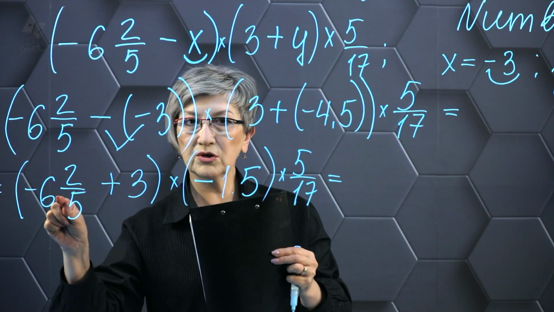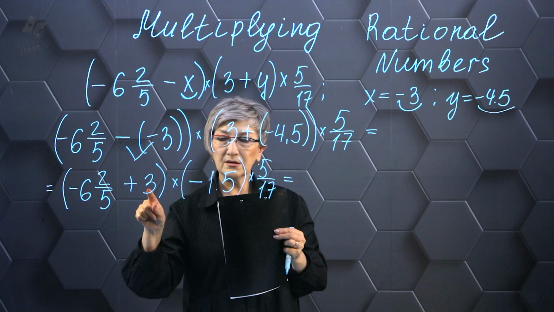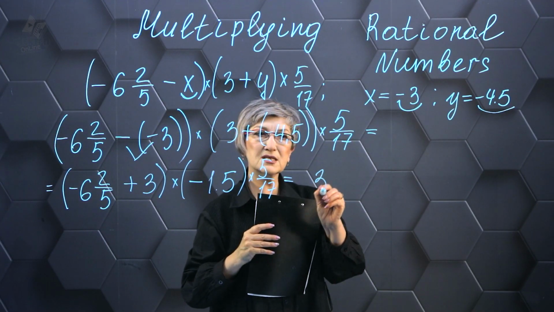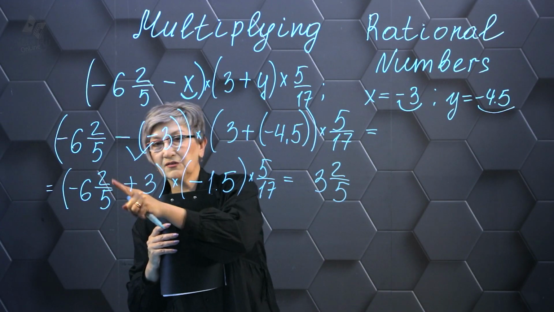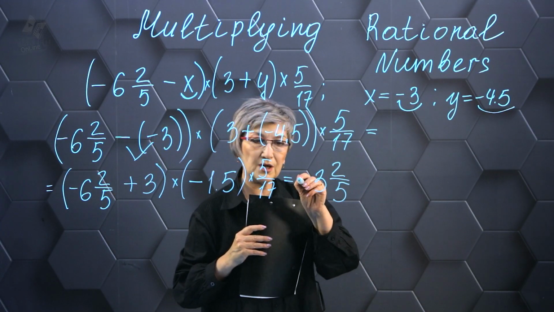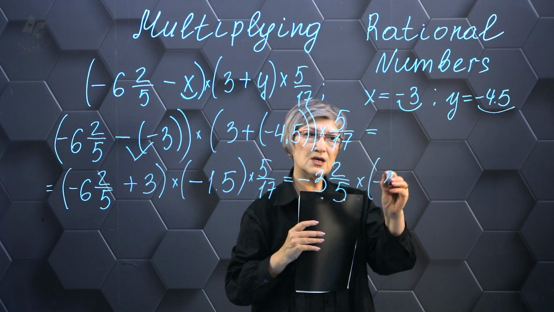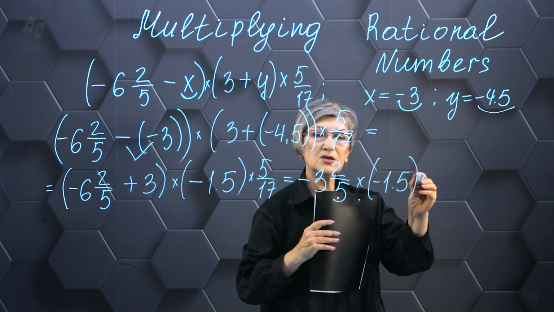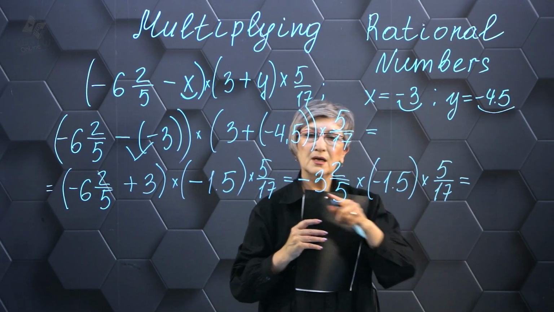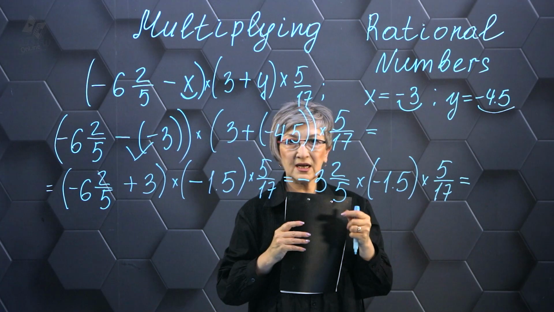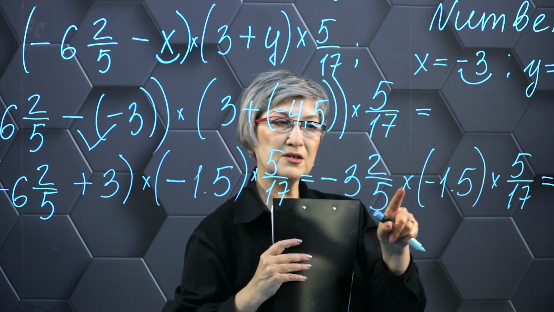In this case, I will subtract the number 3 from the number minus 6.25. The result is 3.25. But 6.25 is a negative number, so I'll put a minus sign. Multiply by minus 1.5 and multiply by 5/17. Equals, to multiply rational numbers with different signs, the number minus 3 whole 2/5 multiplied by minus 1 whole 5/10 and multiplied by a positive number 5/17.